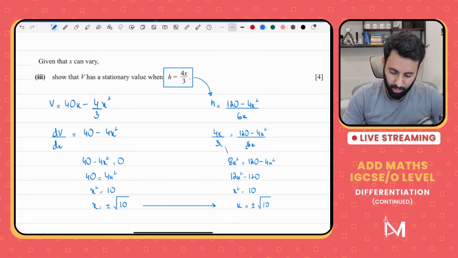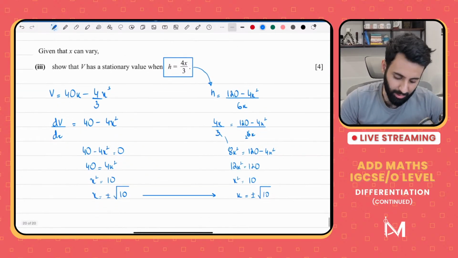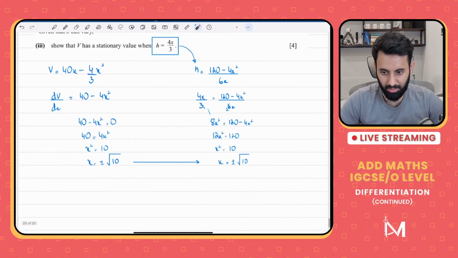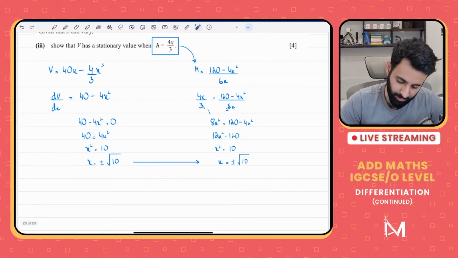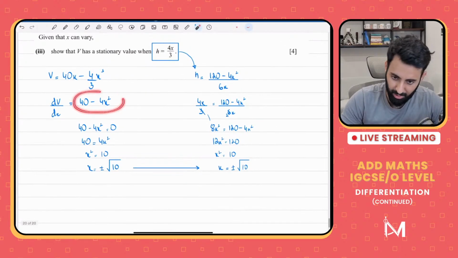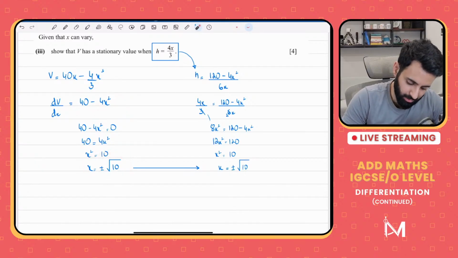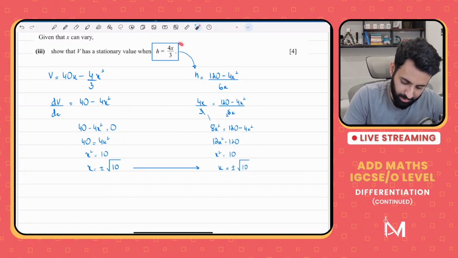Okay, so this was a show question, so we had to show that v has a stationary value when h is equal to 4x upon 3. So how did I solve this? I'll give you guys a summary. So first, we find dv by dx, we equate it to 0, we find out the value of x, and then we find out the value of x by using this value of h.